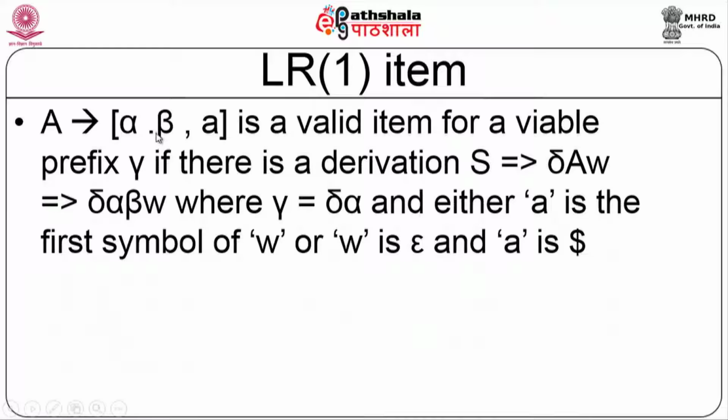Supposing you have A produces alpha dot beta comma A is a valid item for a viable prefix gamma, and there is a derivation of the form S derives delta A W, which in turn will derive delta alpha beta W. That is, here A is in a right sentential form, a right derivation, therefore W is replaced, and then A gets replaced with alpha beta because I have a production in the form A produces alpha beta, and here gamma is equal to delta alpha, and either A is the first symbol of W or W is epsilon and A is going to be dollar. This is going to be the interpretation of an LR(1) item.